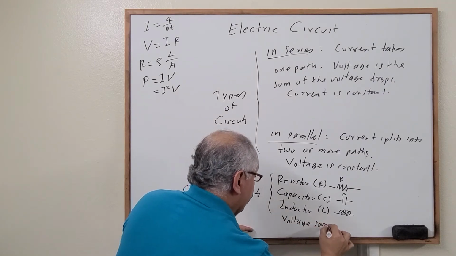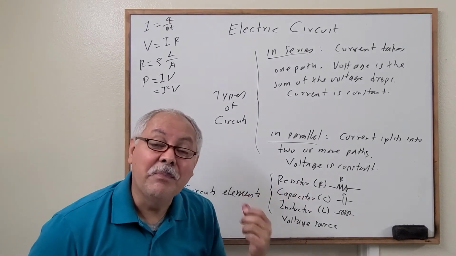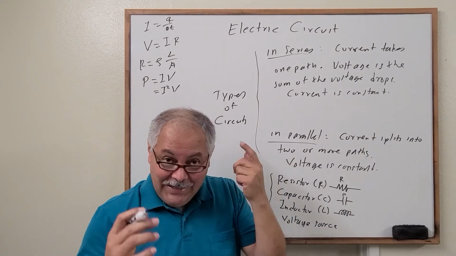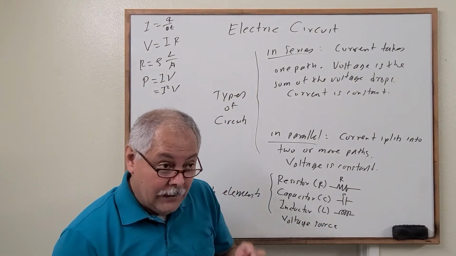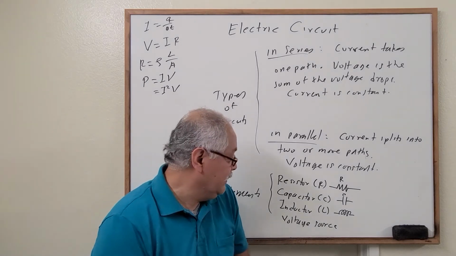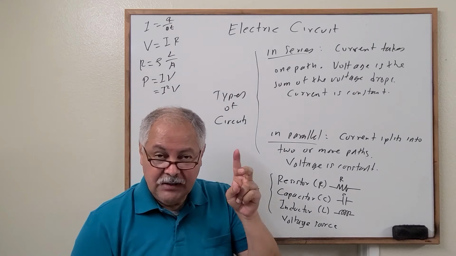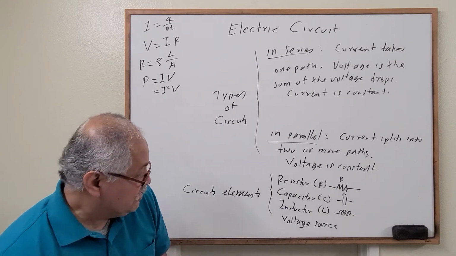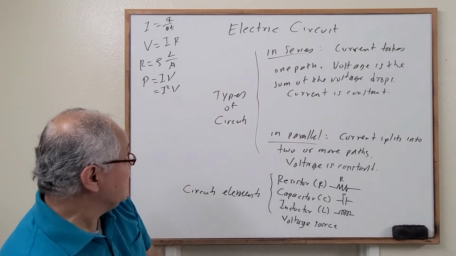And then we have the voltage source. Perfect. Look, the function for a resistor is to dissipate energy. The function for a capacitor is to store charges and electric energy. The function for the inductor is to store the magnetic field and magnetic energy. And for the voltage source, we have at this level two sources, which are the battery and the generator. Okay, perfect.